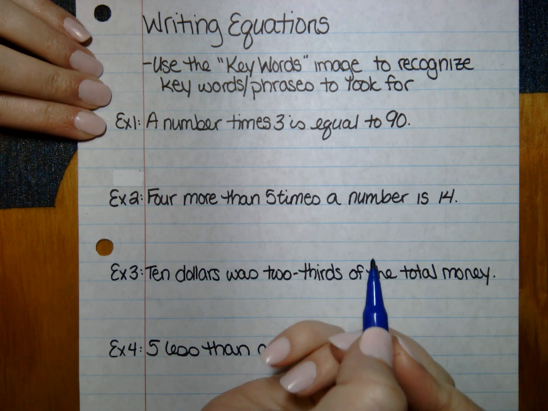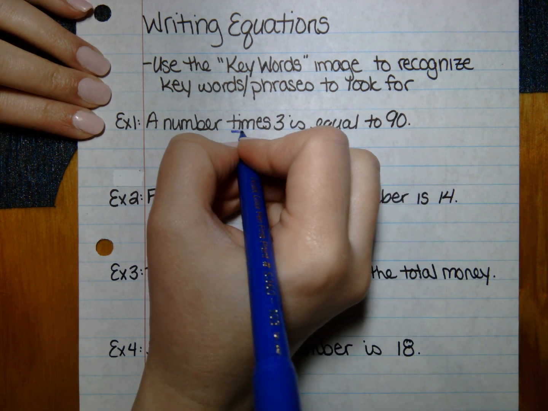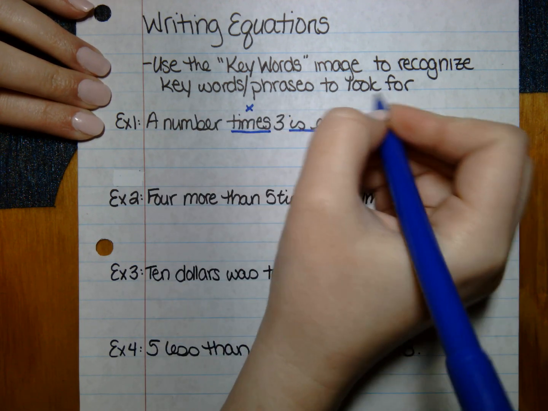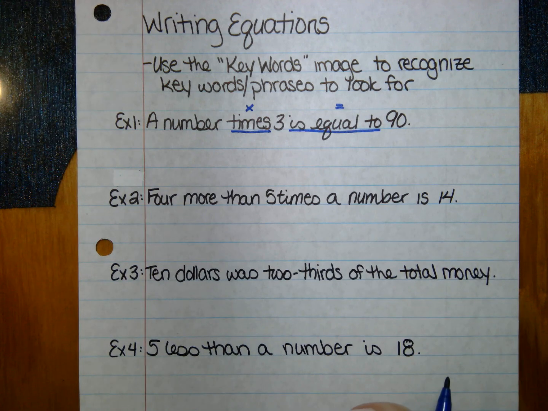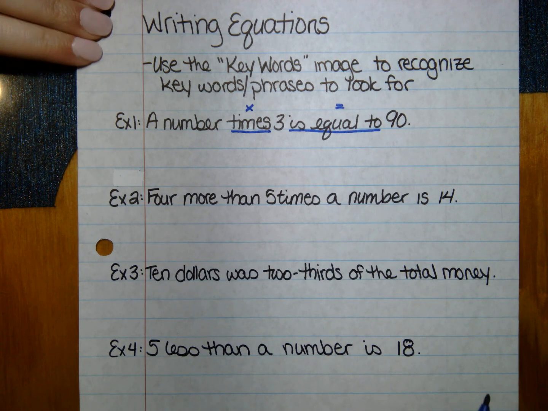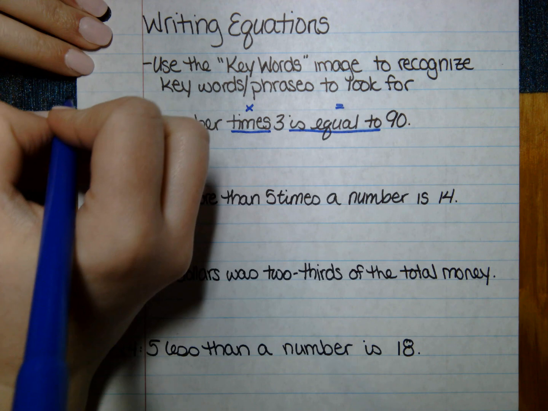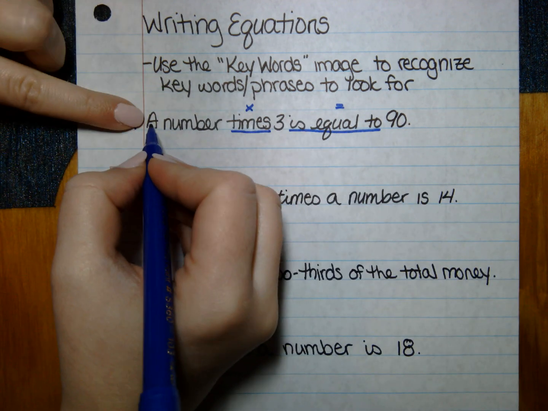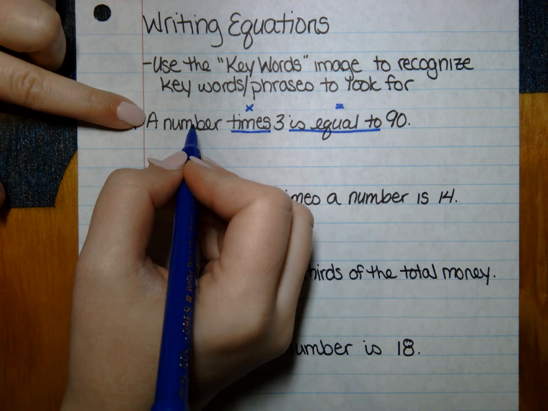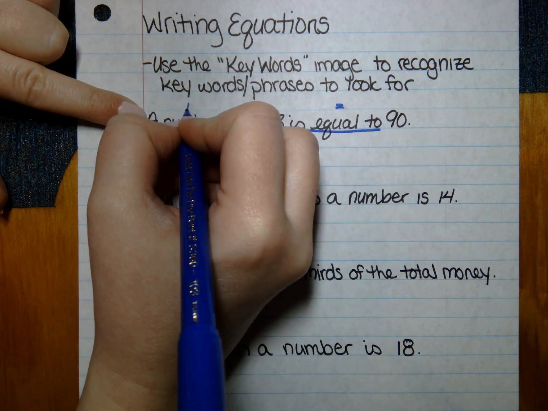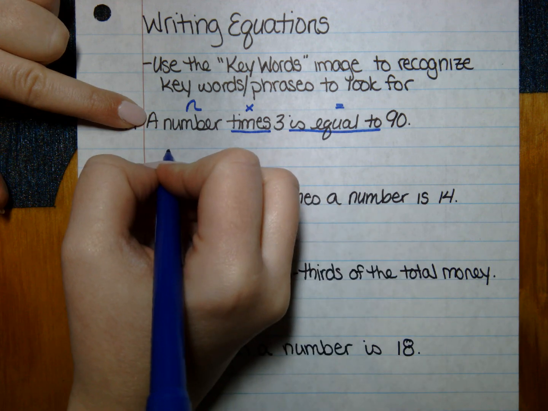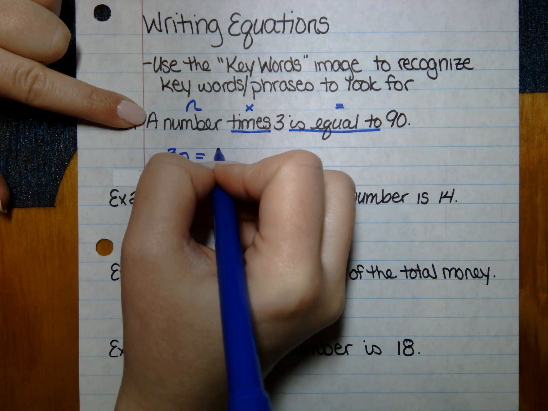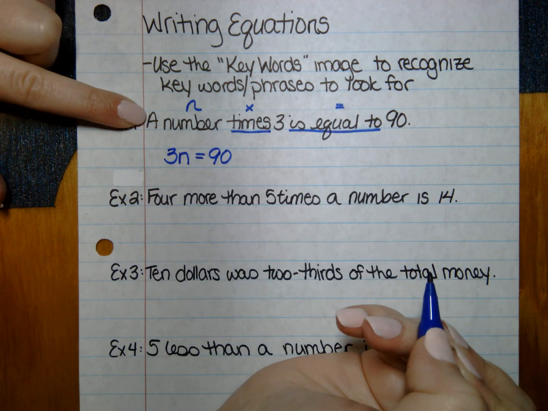Let's look for words and phrases. It says a number times 3. We know that times means to multiply. Is equal to means equals. So when we write out our equations, we always write them how we read left to right. So a number times 3, we don't know what that number is, so I'm just going to use the letter n. So I have that number times 3 is equal to 90.